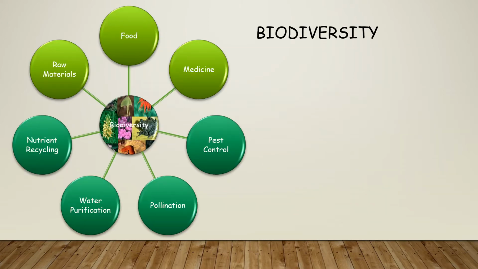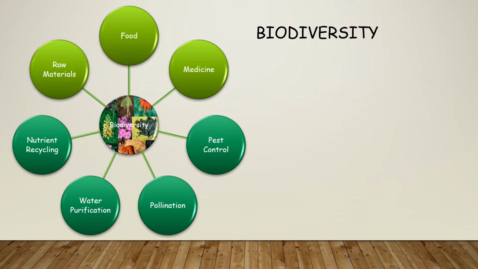Humans rely on biodiversity for raw materials, foods, chemicals and medicines, but we also need the ecosystem services, and that term is something we talked about during key area 3.6 when we're talking about social insects and the ecosystem services they provide. So we need nutrient recycling, water purification, pollination and pest control as well.